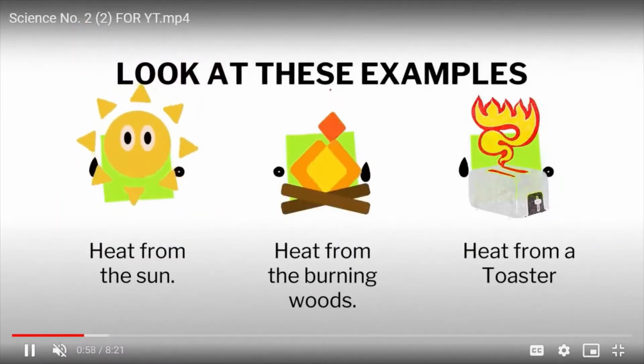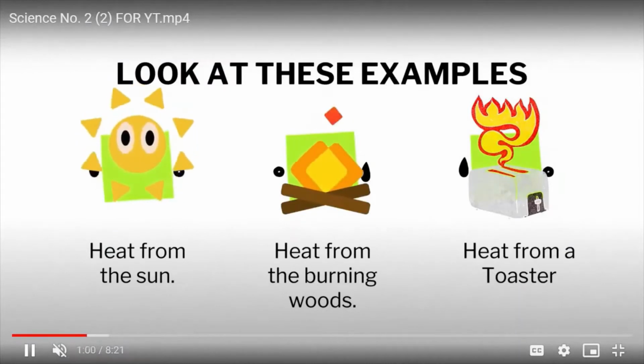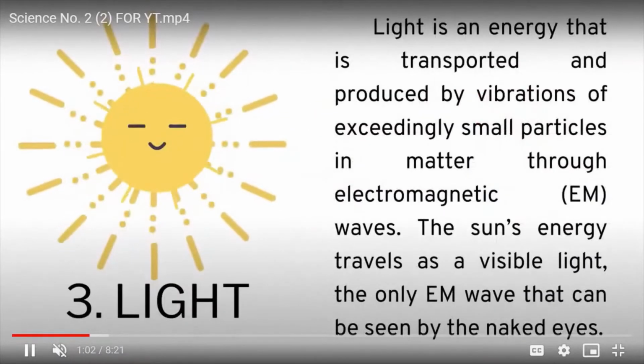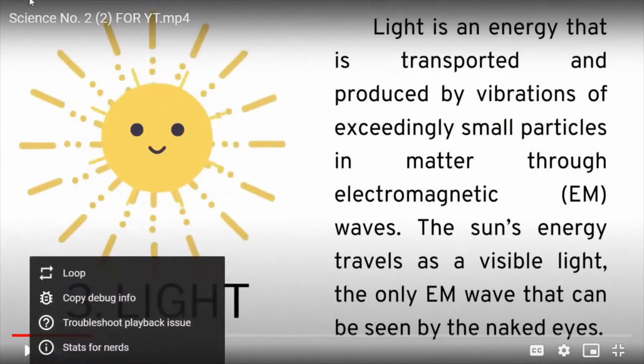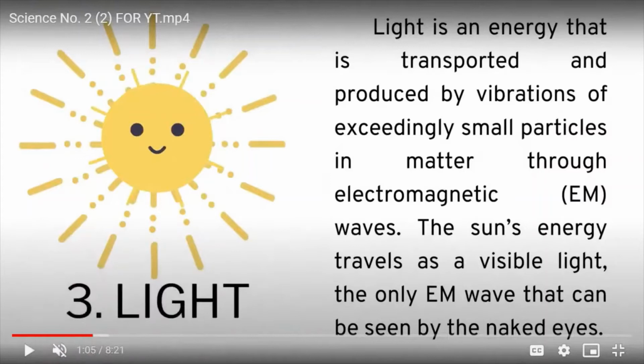Examples, heat from the sun, heat from the burning woods, and heat from a toaster. Number 3, light o liwanag. Light is an energy that is transported by vibrations of exceedingly small particles in matter through electromagnetic or EM waves. The sun's energy travels as a visible light, the only electromagnetic wave that can be seen by our naked eye.